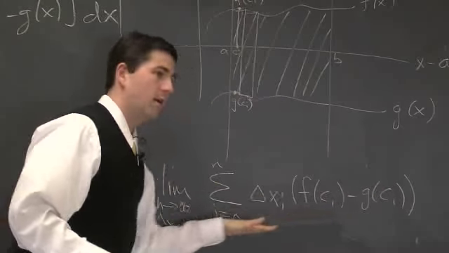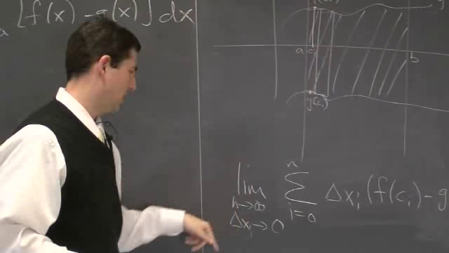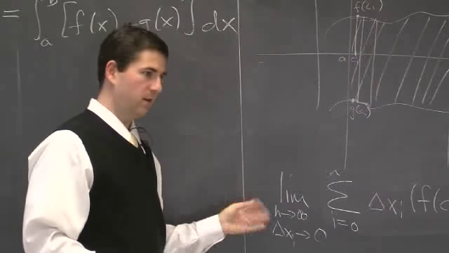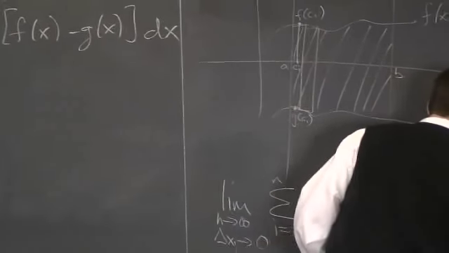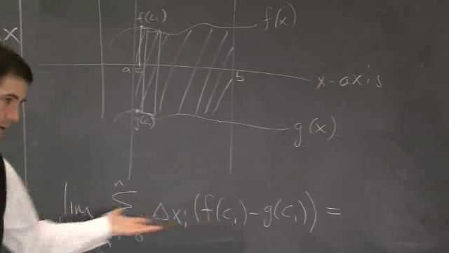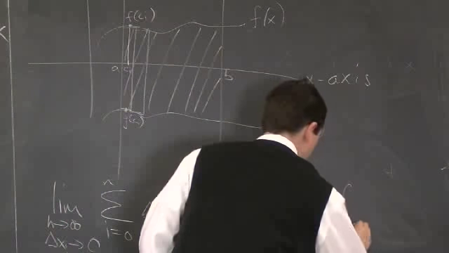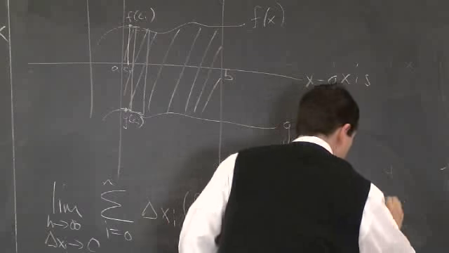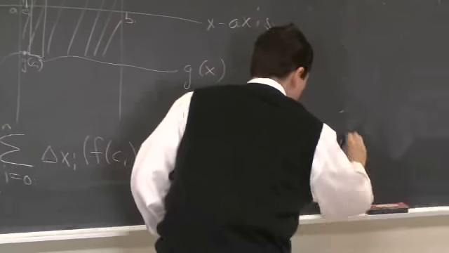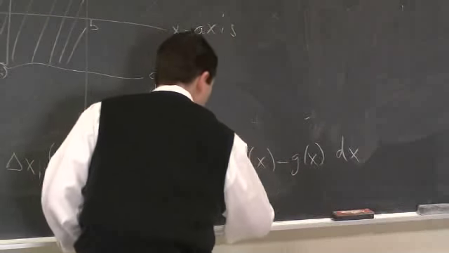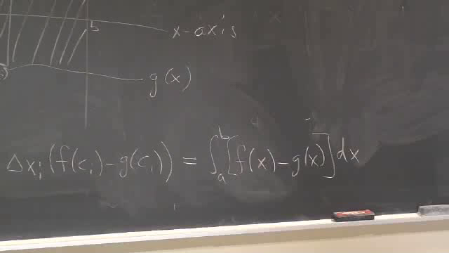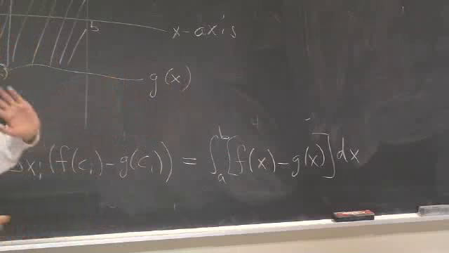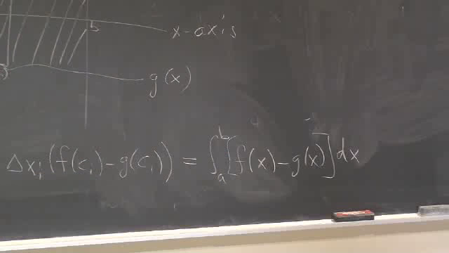We add up all the areas of the rectangles, then we take the limit as the number of those rectangles goes to infinity, and the widths are all going to 0. And this, well, we already know what this is. This is the integral from a to b of f of x minus g of x dx. Okay, we've already computed that. So Jenna's suspicion is absolutely correct. All we have to do is subtract.